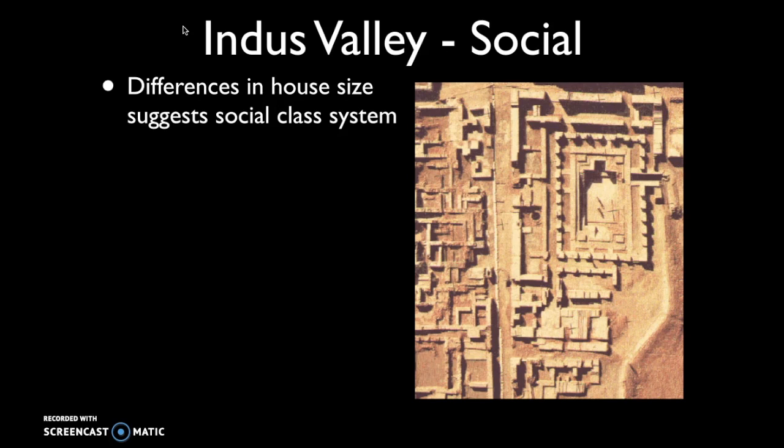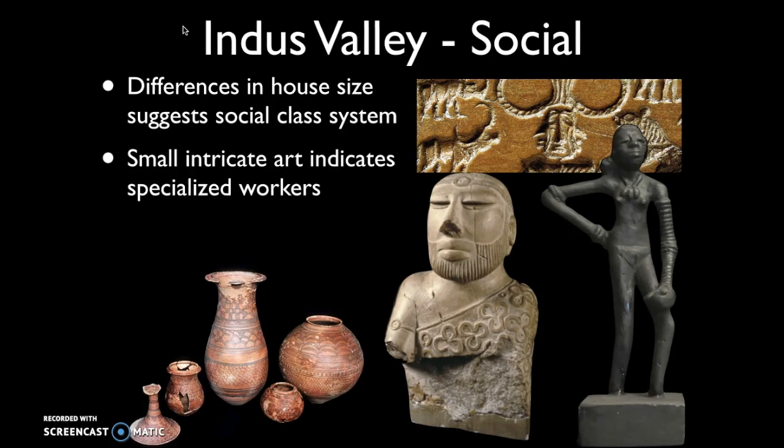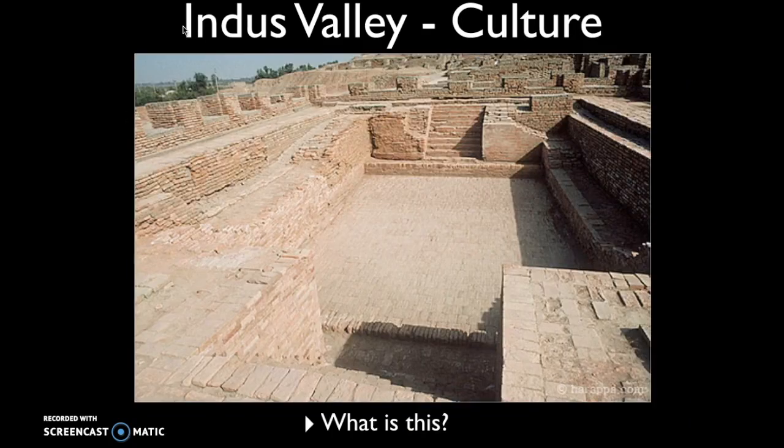Now, in terms of their social structure, again, we're left with more questions than answers. We do know as a result of archaeology that there were differences in the size of the residents and the houses in cities like Mohenjo-Daro and Harappa, and that suggests differences in social class, that there were people with more wealth and power and others with less wealth and power, the creation of social hierarchy. We also know that there's small, intricate art, which suggests the presence of specialized workers that were creating very fine pottery, very fine sculptures, utilizing bronze and metallurgy.